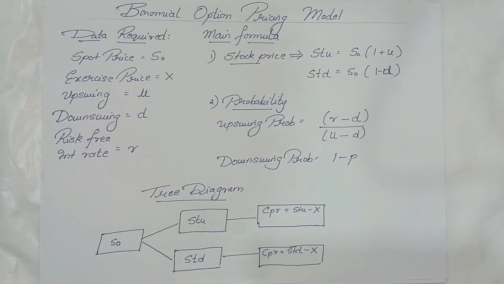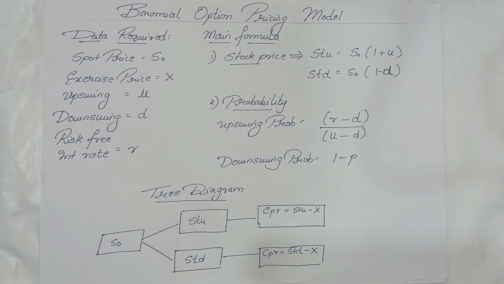Now let us see how we need to go about solving the sum based on the binomial option pricing model. The problem sums can be of two types. One will be based on a single period, and the other one will be based on multi-period. For either type of sum, the data which will be required will be the same, the main formulas will be the same, and the tree diagram that we'll have to make is also similar.